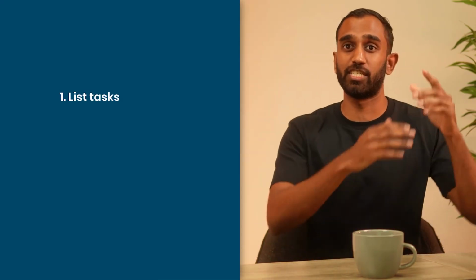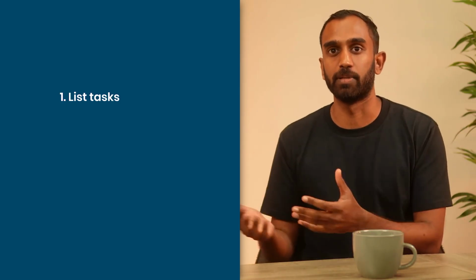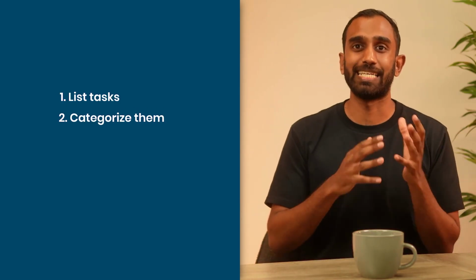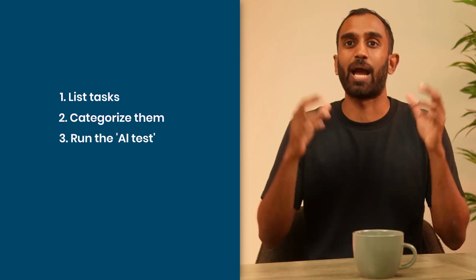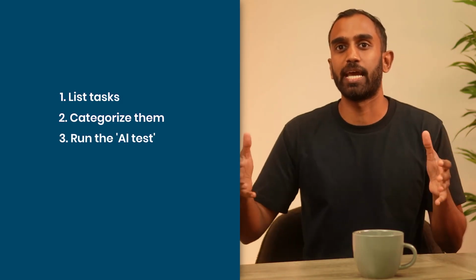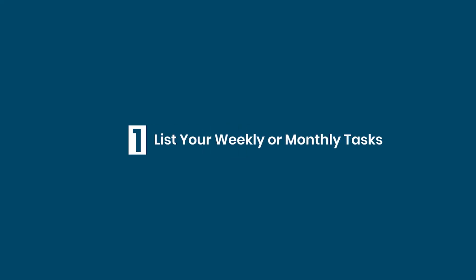Step 1 is just to list out your weekly or monthly tasks that you complete. We'll then categorize each task type. And then finally, we'll ask and run our AI test. It's a questionnaire that helps us to understand, hey, can we use AI here? So let's get started. So step 1, list your weekly or monthly tasks.